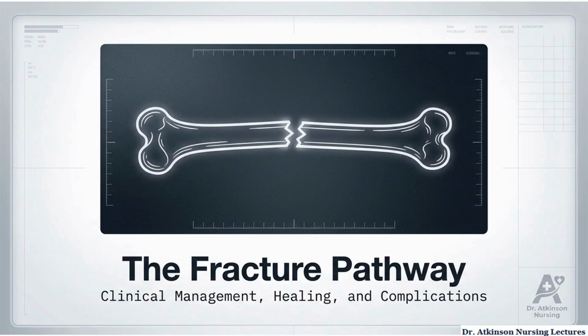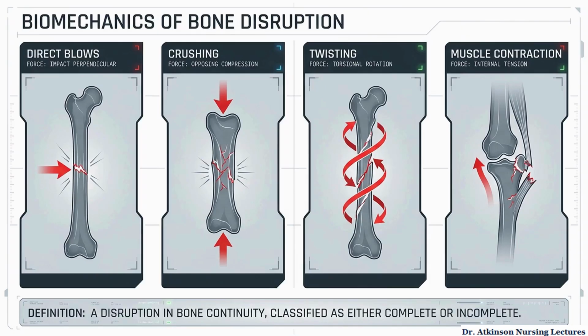Today we are going to talk about fractures. A fracture is a disruption in bone continuity that may be complete or incomplete. Fractures occur through four major mechanisms: direct blows, crushing forces, twisting injuries, and powerful muscle contractions causing avulsion fractures. The mechanism of injury often predicts the fracture pattern and associated soft tissue damage. Understanding how the injury occurred helps guide assessment, imaging, and treatment priorities.